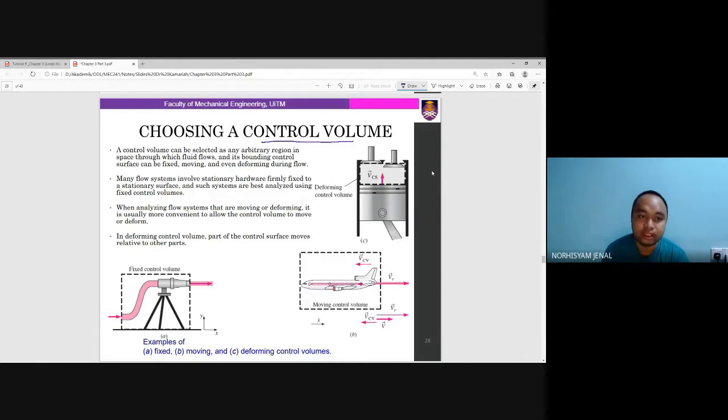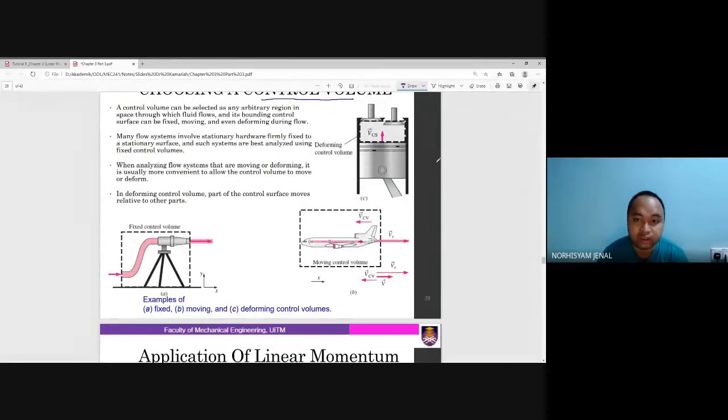Many systems involve stationary hardware firmly fixed to a stationary surface. Such systems are best analyzed using a fixed control volume. When analyzing flow systems that are moving or deforming, it is usually more convenient to allow the control volume to move or deform. So what we have here is three different kinds of control volume. Number one is fixed, meaning everything is fixed, nothing is changing, but the study that we are going for is between this part to this part. So usually we draw dotted lines over here so that we will have the control volume.